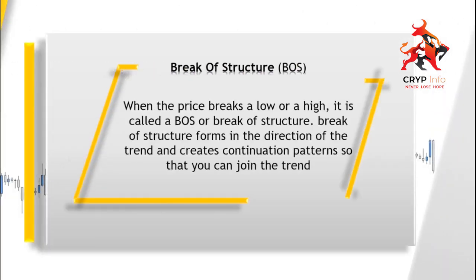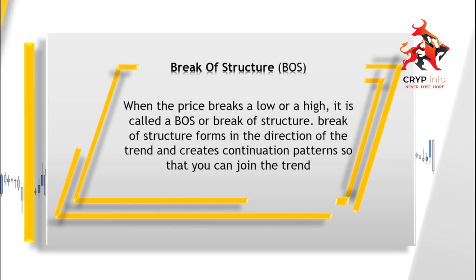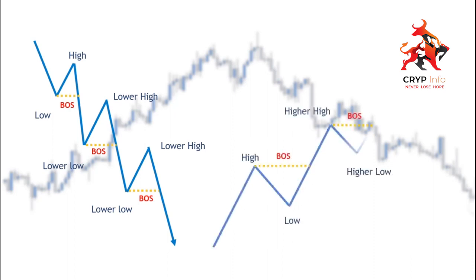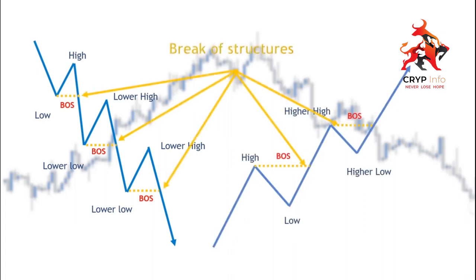The third principle, which we are going to discuss, is break of structure, BOS. When the price breaks a low or a high, it is called a break of structure. It forms in the direction of the trend and creates continuation patterns so that you can join the trend. In a bearish scenario, BOS forms when the price breaks the previous low. As you can see here, in this downtrend, every time the price reaches a lower low, a new BOS is formed. And in a bullish scenario, it forms when the price breaks the last high.